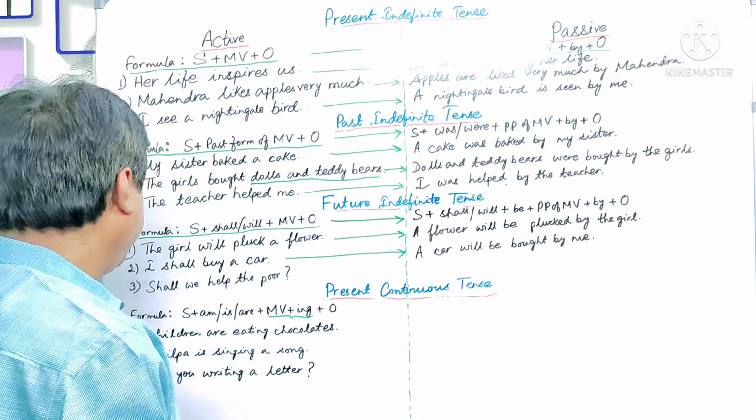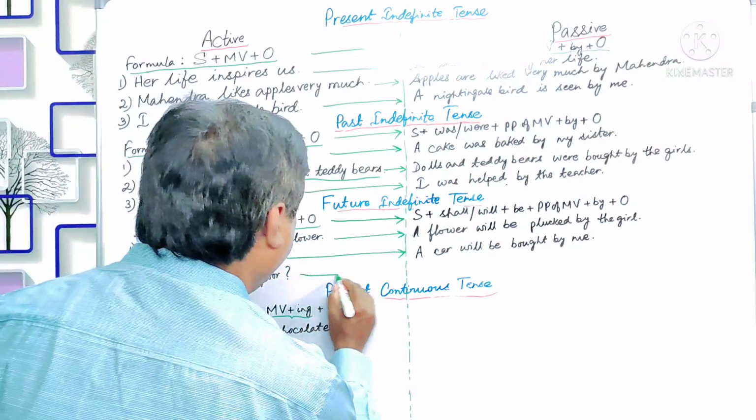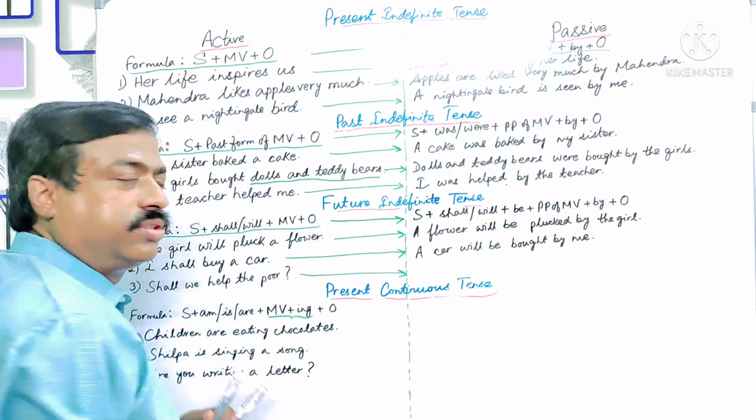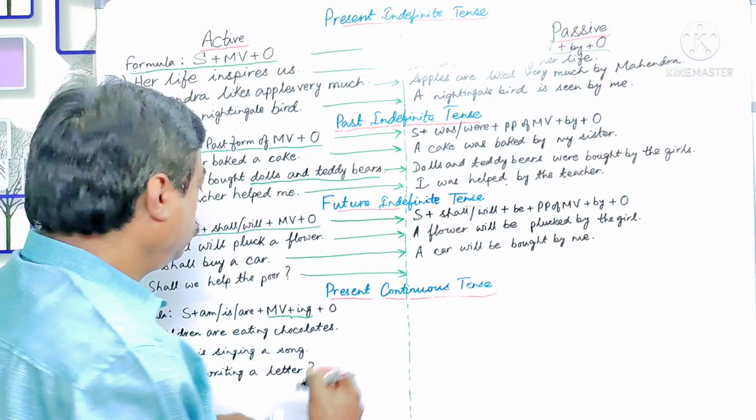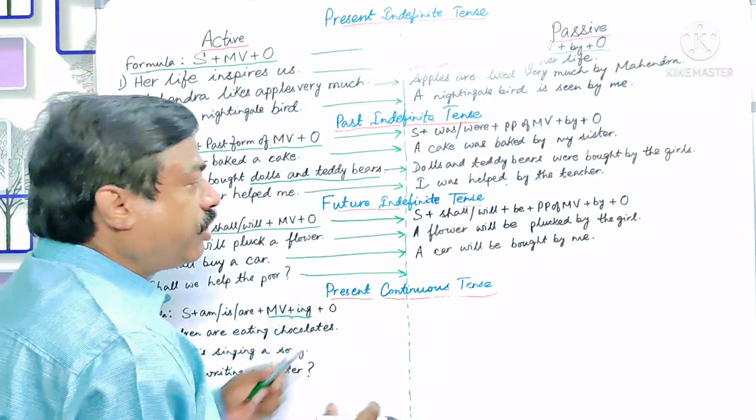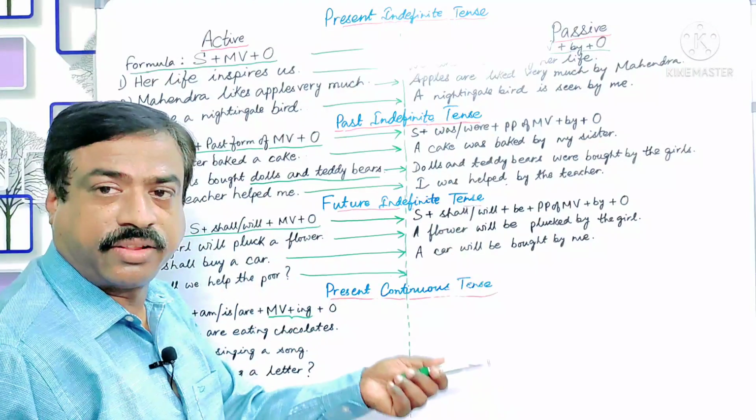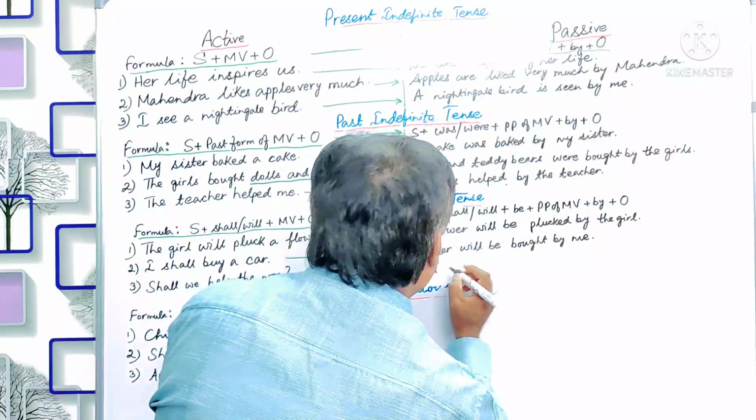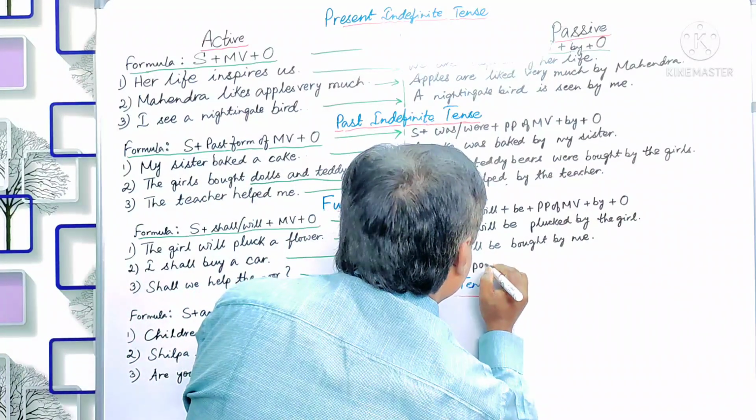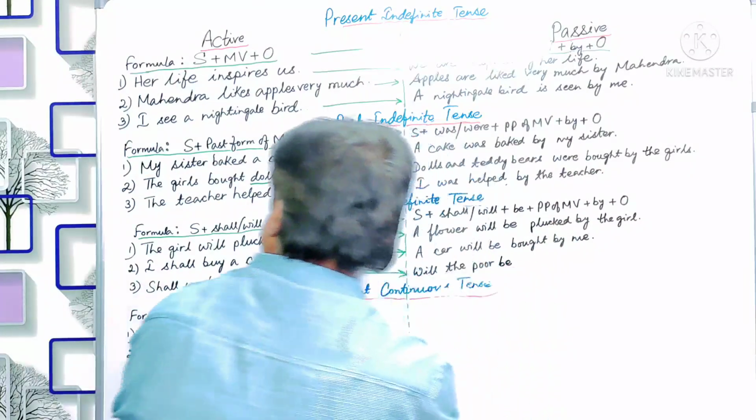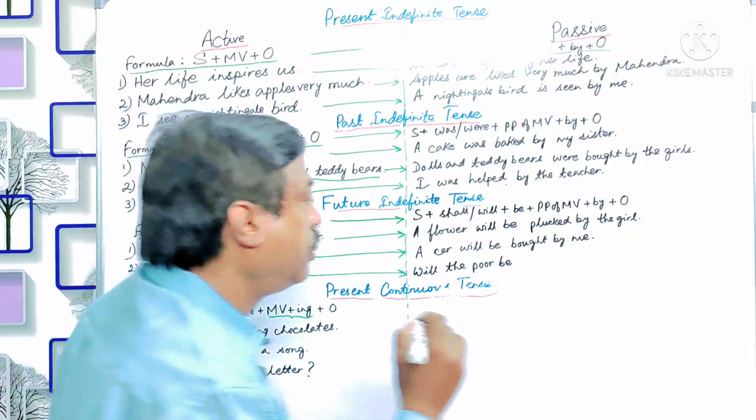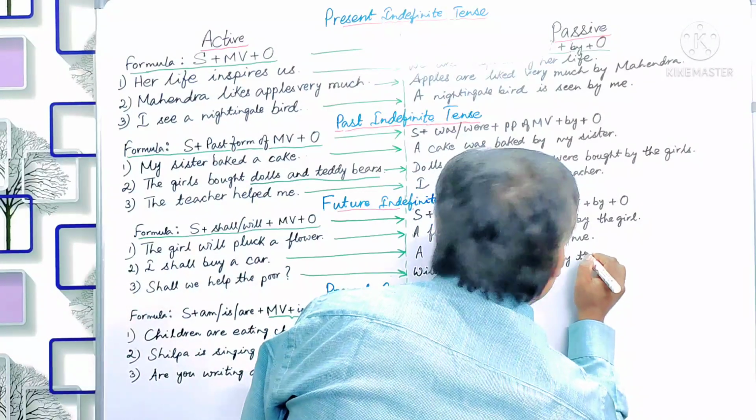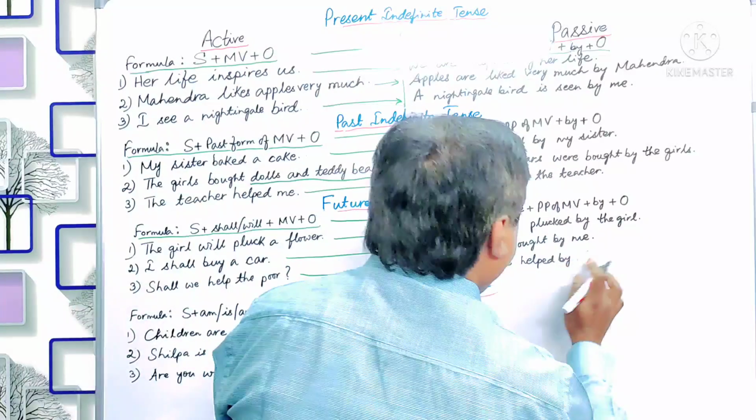Next is the sentence in the interrogative form. It's an interrogative sentence: Shall we help the poor? So the poor is the object here, and in the interrogative form shall or will comes at the very beginning. So we have to start with will. Will the poor be helped? Helped is the past participle form. Helped by us.